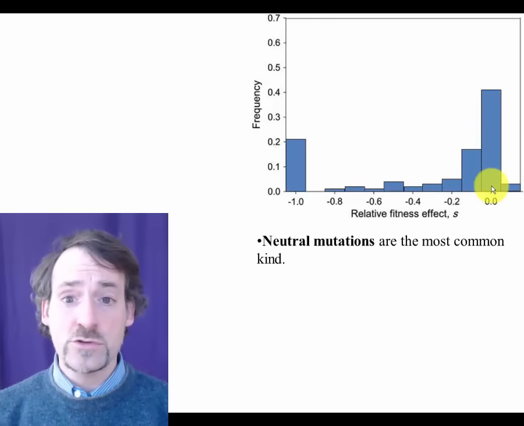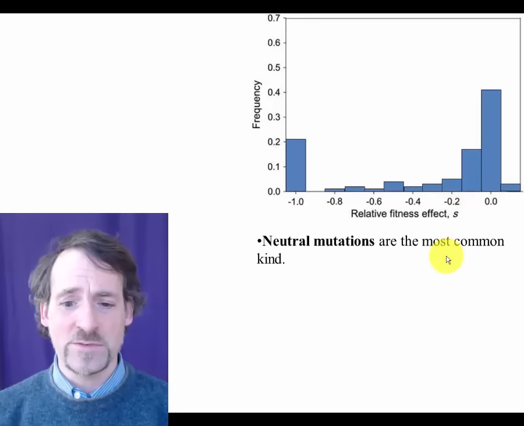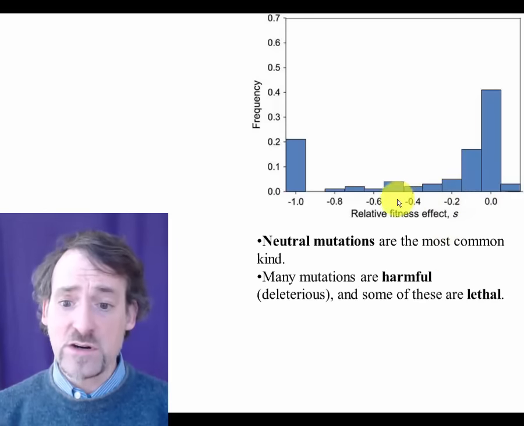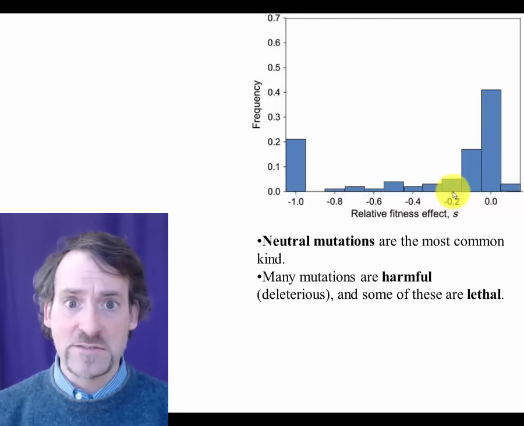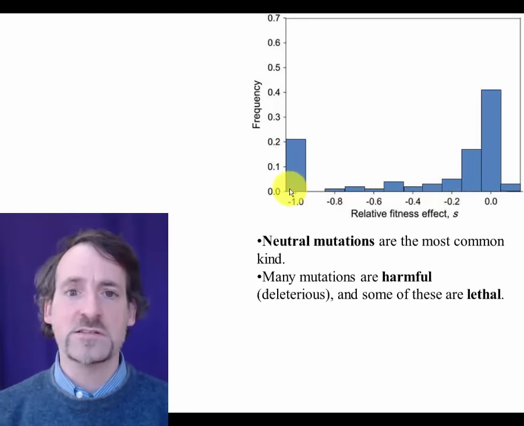Most of them were neutral. So these are the mutations that were exactly neutral. That's the most frequent kind. A lot of them are nearly neutral, so they had a very, very slight harmful effect. Most of the rest are harmful in one degree or another. They have increasingly bad effects on an organism's survival and reproduction as you move this way. And quite a lot of them actually turn out to be lethal.